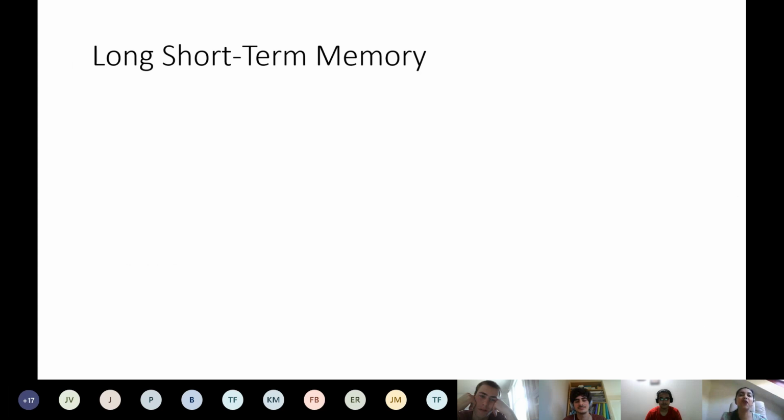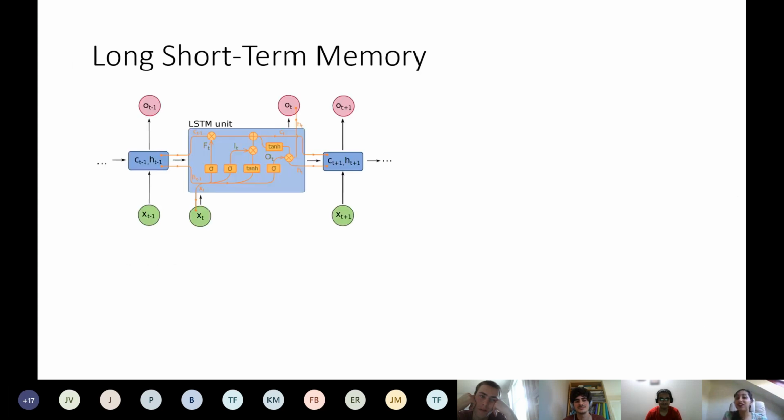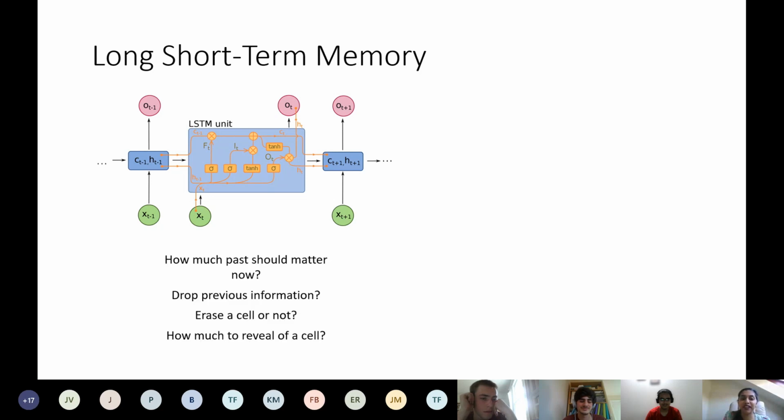So can we add memory to our program? Yes, we can. There's this concept of long short-term memory. It looks complicated. It looks really unusual. What are all of these things doing? There are 4 main purposes of this long short-term memory unit. That is, we're considering how much should the past matter now? Should we drop this information? Is it useless? Maybe the words were and the. Well, do they really matter in this context? Is it really useful? Or should we not bother remembering them? Should we erase a whole cell or not? Does this whole cell matter? Does this entire input matter? And how much of the cell matters for what's coming up next?